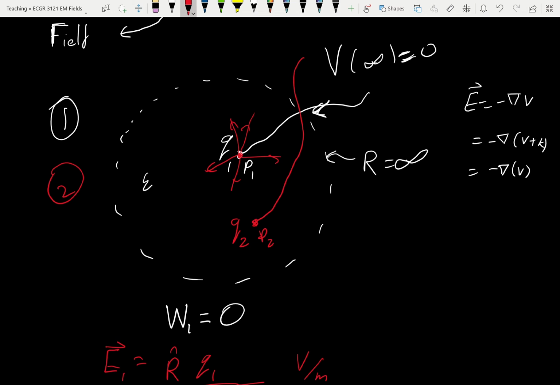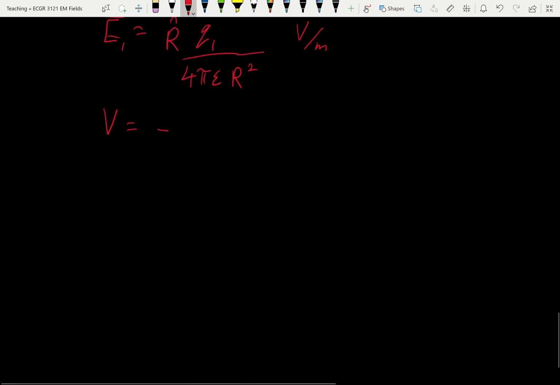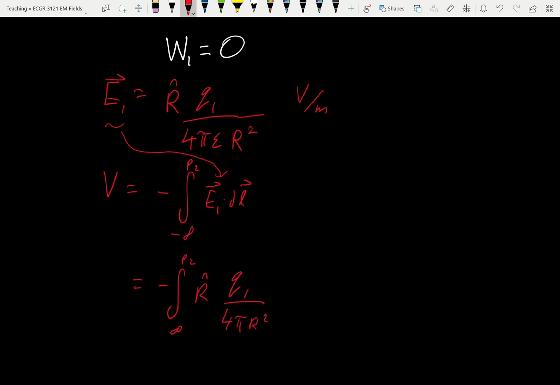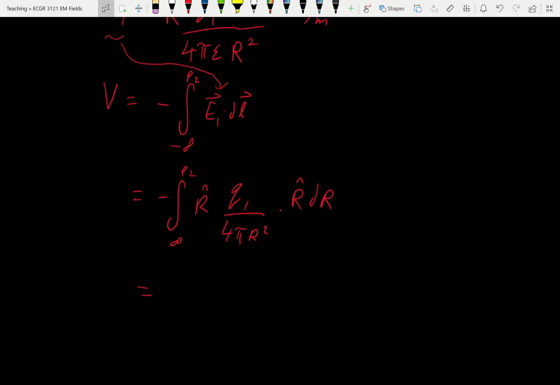Now that there is a source of voltage, which is Q1, I do the integration from infinity to P2 of E dl, and that's where I use E. So this is E1, this is where I use the E1 that I calculated. This gives me minus the integral from infinity to P2 of Q1 over 4 pi epsilon R squared dot R hat dr. That gives me V at P2.